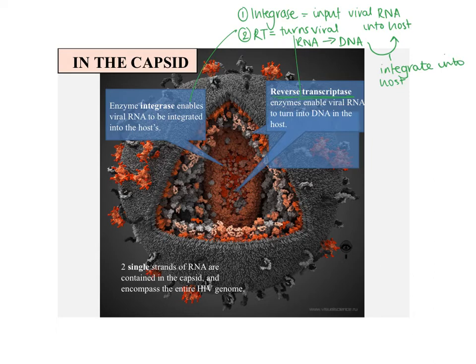Okay, the final thing that we need to know is that in HIV, we've said it's RNA, but it's 2 strands of RNA that can be found in the capsid. Okay, and that's got all of the genes for HIV on them. Perfect, so that's the structure of HIV working outwards to the cell.